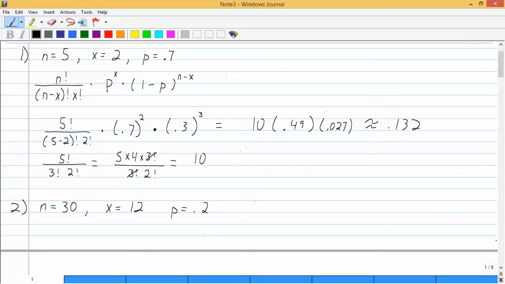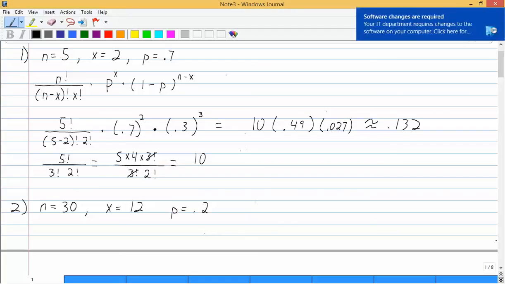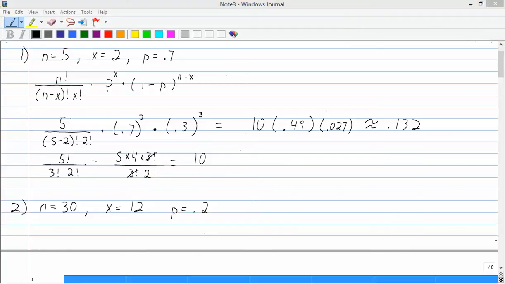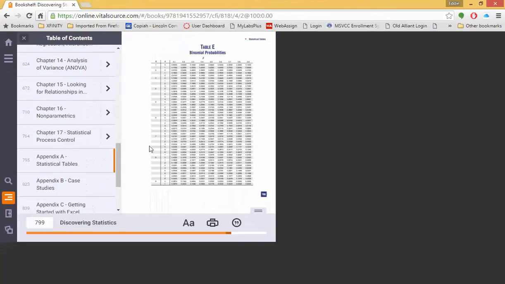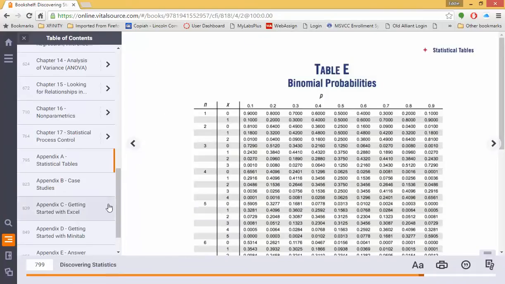Now let me show you something that's in the book. There are some tables in the back of your ebook that you can use with binomial probability formulas, binomial probability distribution. The problem is that the tables don't have every success rate. Let me show you what I'm talking about. If you look at your ebook and go to Appendix A, page 799, you can see these tables are labeled binomial probabilities.